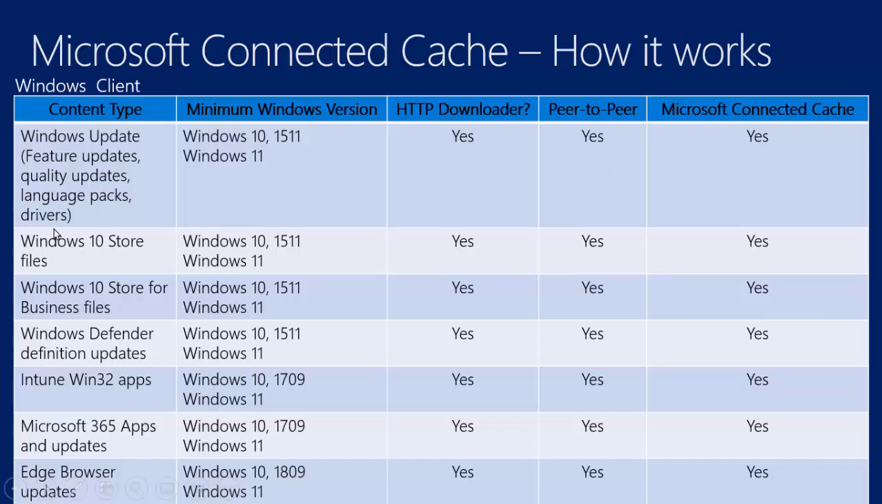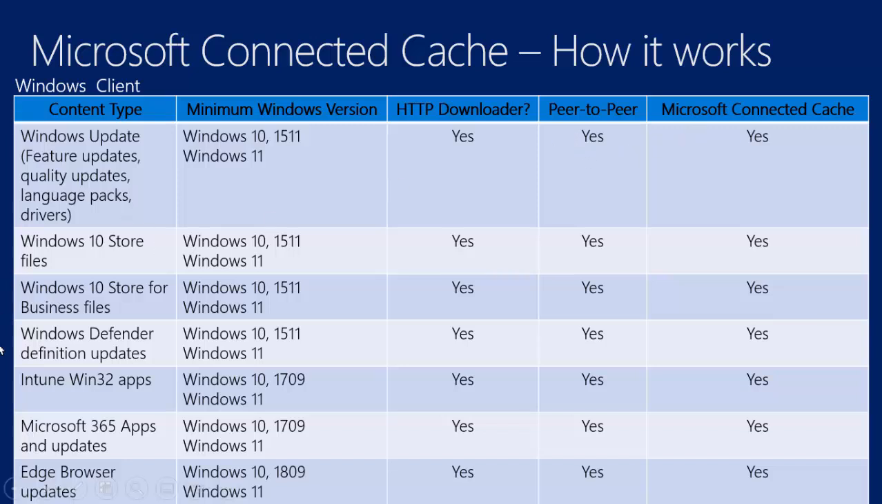Again, if you haven't seen the delivery optimization session, please take a look at it, because I go through some details a little bit more about why there are only certain content types supported and so forth. The other component is HTTP downloader for content security. So even if you don't have a peer-to-peer benefit, you do have benefits of HTTP download security. You'll see all of the content types, if they're supported for that or not, and then Microsoft Connected Cache, if the content type is supported to work with it.